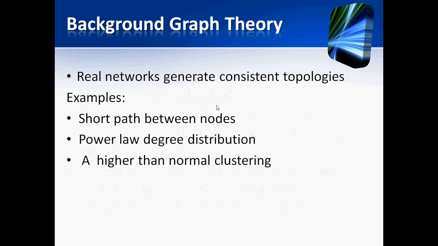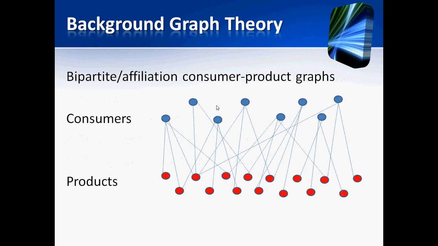Real networks generate consistent topologies. Some examples of measures are a short path between nodes, power law degree distribution, and higher than normal clustering. We take a look at the bipartite graph, which is what they're going to be using.